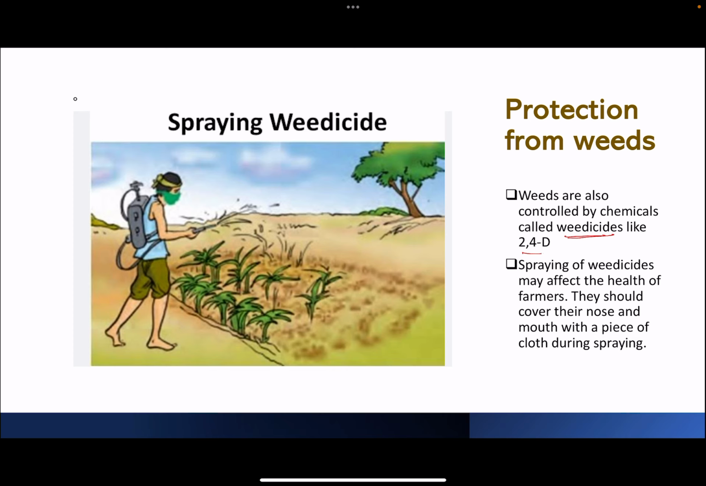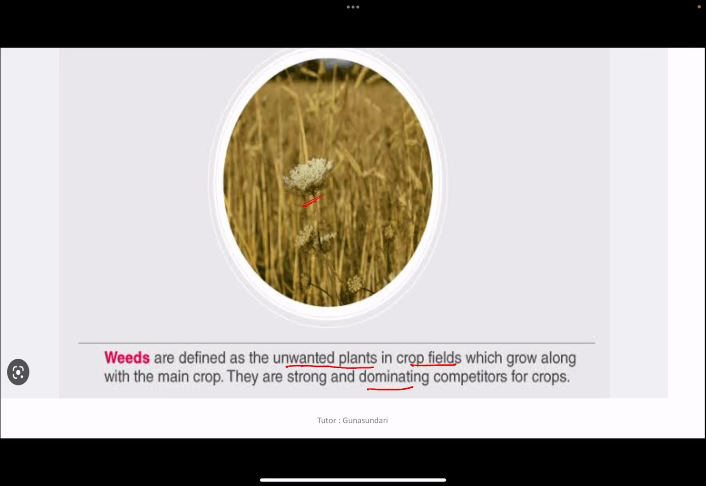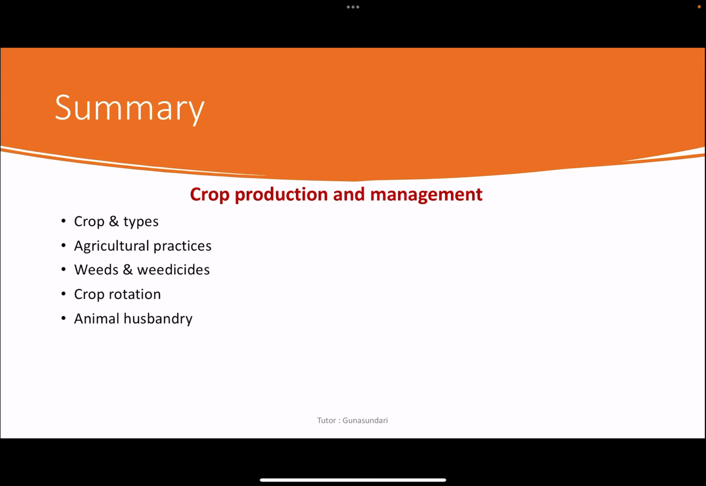An example is 2,4-D. And spraying of these weedicides may affect the health of the farmers. You can see in the picture the farmer is covering the nose and mouth because the weedicide is not good for their health. So weeds are the unwanted plants in the crop fields that we do not require along with the main crop. Let us see the summary of crop production and management.